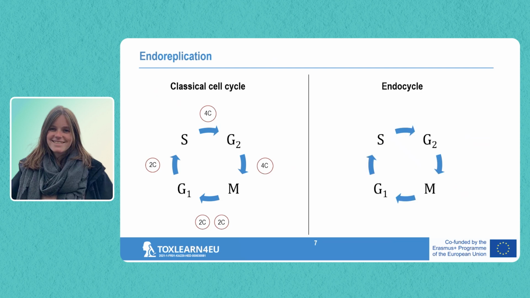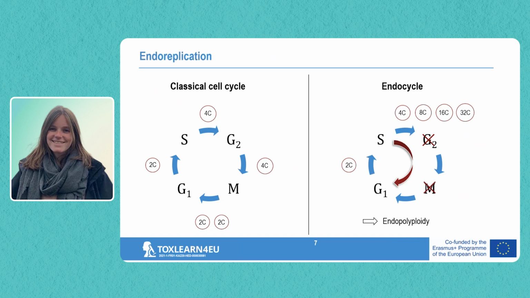Now, what happens during an endocycle or endoreplication is, again, we start off with a 2C cell, but then it will go through the S phase, but it will skip G2 and M phase. So after the S phase, it will go straight back to G1 phase. So what happens is that with every consecutive endocycle, the cell will double its DNA. So first we start with a 2C cell, then after one endocycle, the DNA content is 4C, after the next cycle, it's 8C, and so on.